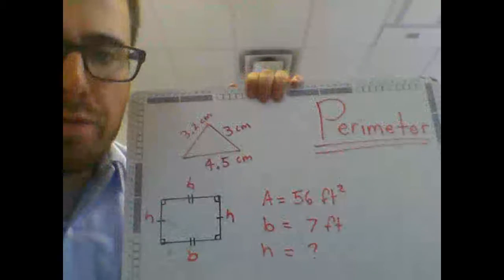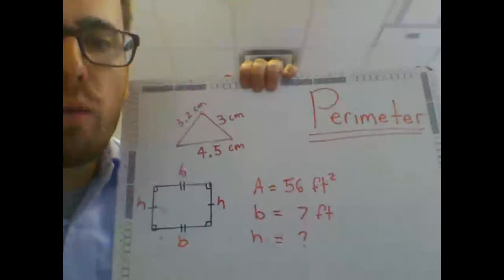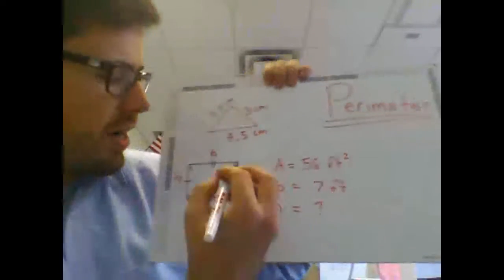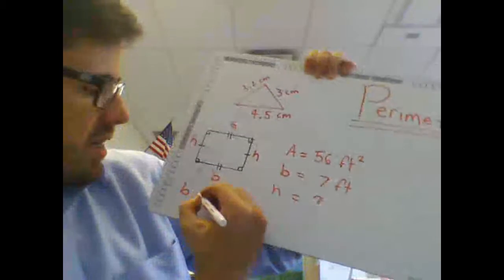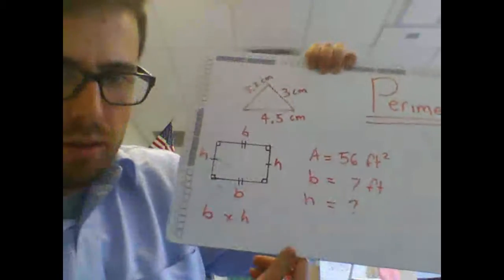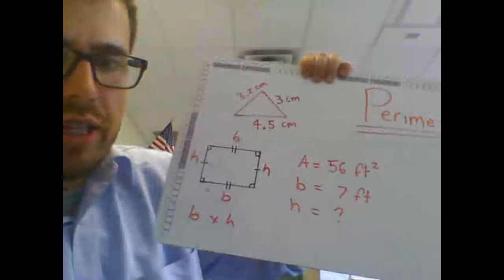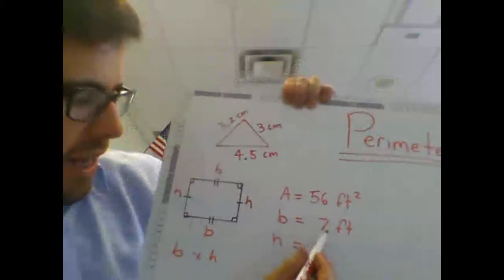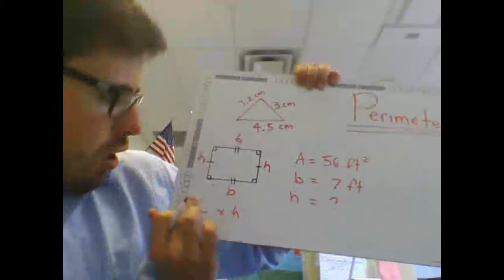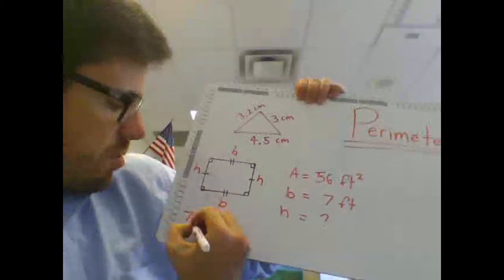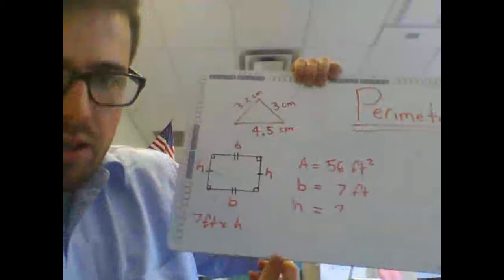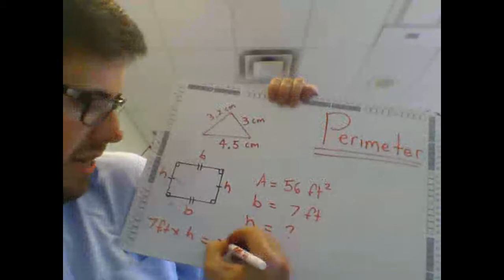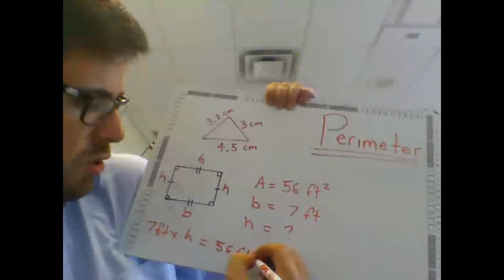Now, this kind of goes into the formula for how we find area. So I'm just going to briefly mention how we find area. Area for a rectangle is base times height. In order to solve this, we need to know that we have one of those variables already. We already have our b. Our b is equal to 7 feet. And our area, we also have that. Our area is equal to 56 feet squared.